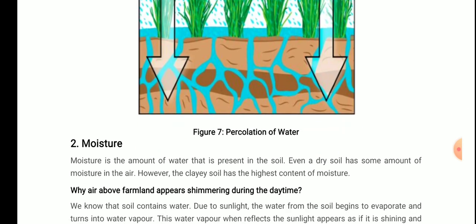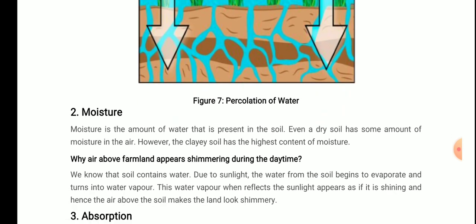Next one is moisture. Moisture is the amount of water that is present in the soil. Even a dry soil has some amount of moisture in the air. However, the clay soil has the highest content of moisture. What is moisture? The amount of water present in the soil. It is saying that even a dry soil has some moisture, but that moisture is very less as compared. However, the clay soil has the highest content of moisture.